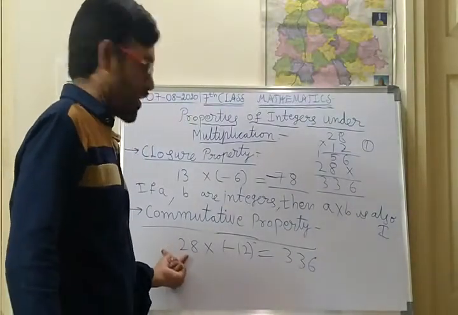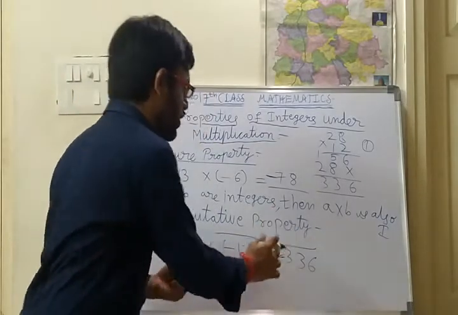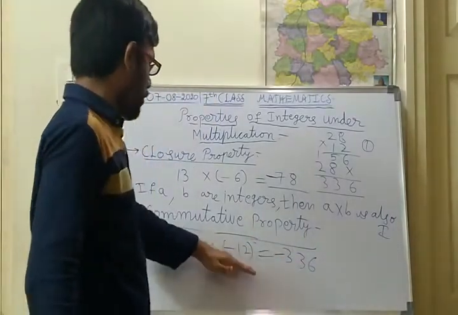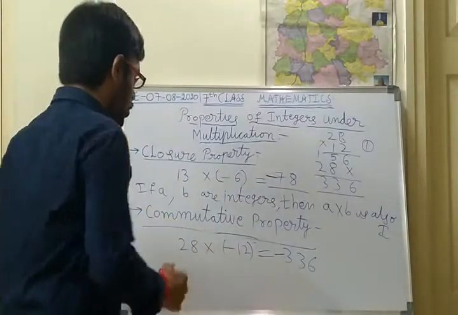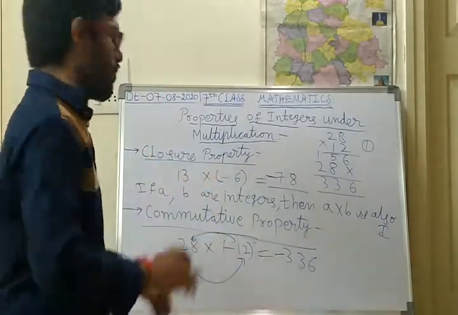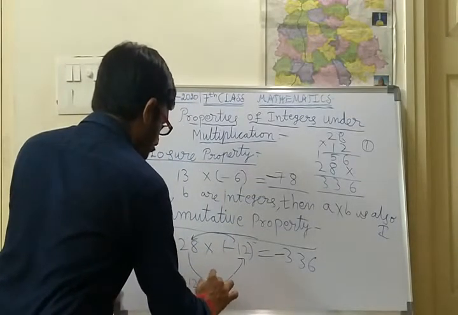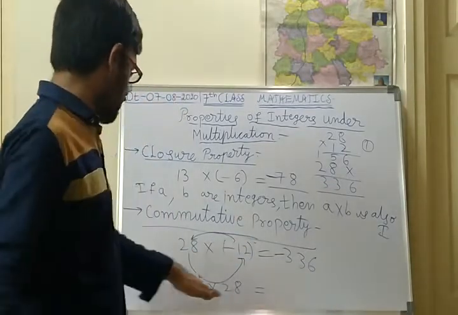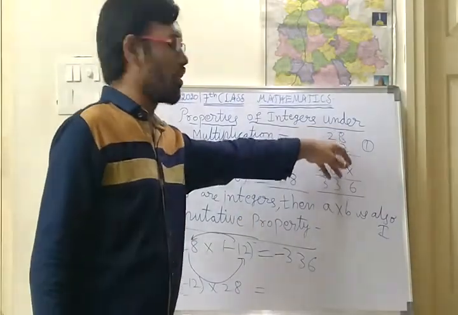Now coming to the symbols. This is plus 28, this is minus 12. Plus into minus is minus, so the result will be a negative number: minus 336. So 28 into minus 12 is minus 336. Now what we have to do is exchange these two numbers. Now minus 12 will come first: minus 12 into 28. What is minus 12 into 28? It is 12 into 28 only, the same as 28 into 12.